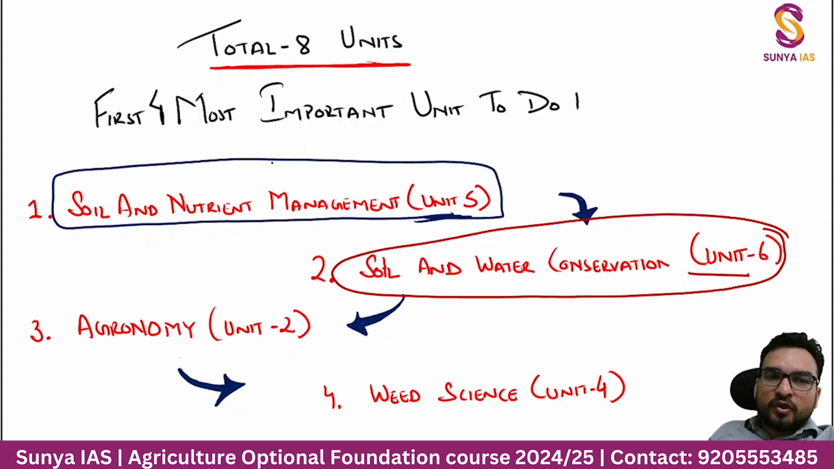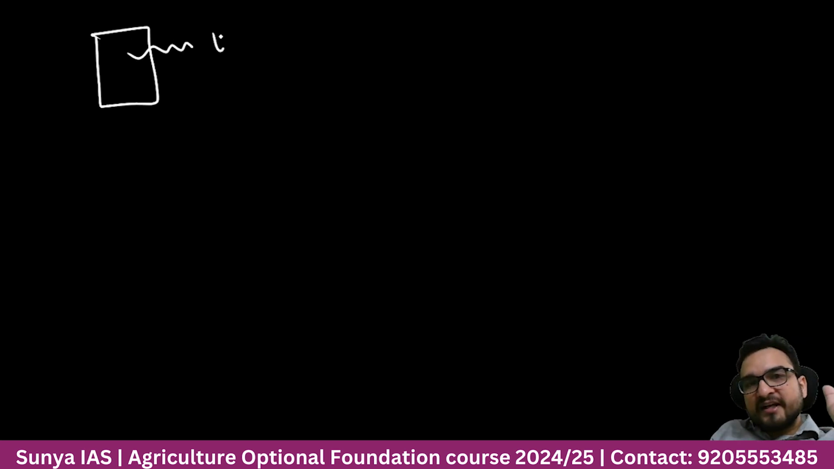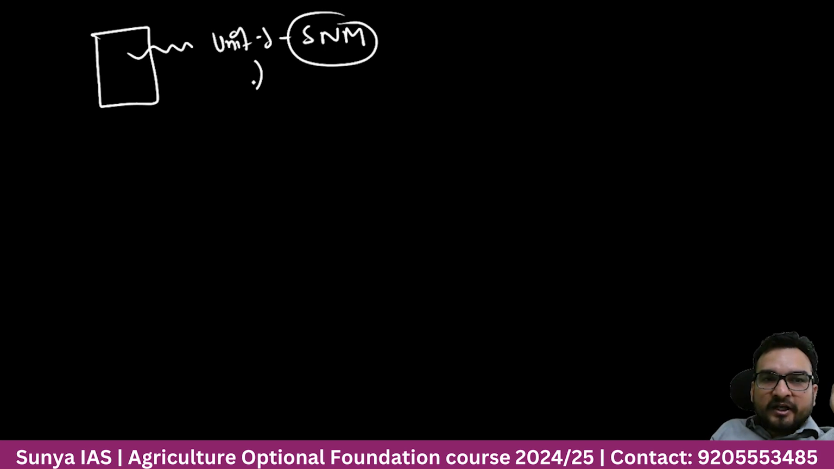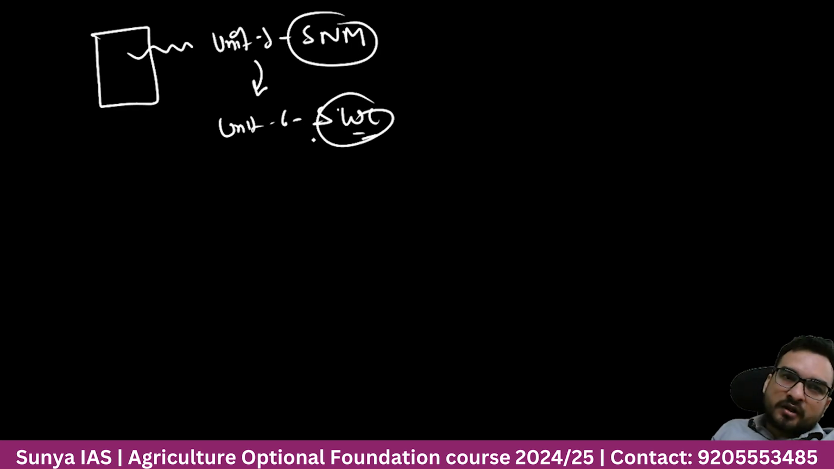Again, I'm telling you, first understand soil and nutrient management. I have a land, I have to understand it first. From where will I get knowledge? Unit number 5, that is soil and nutrient management. Now I understood it. Now I want to conserve it and improve its fertility. I'll go for unit number 6, that is soil and water conservation. Now I understood, I have protected my soil and water. Now I want to grow crop. You will go for agronomy.